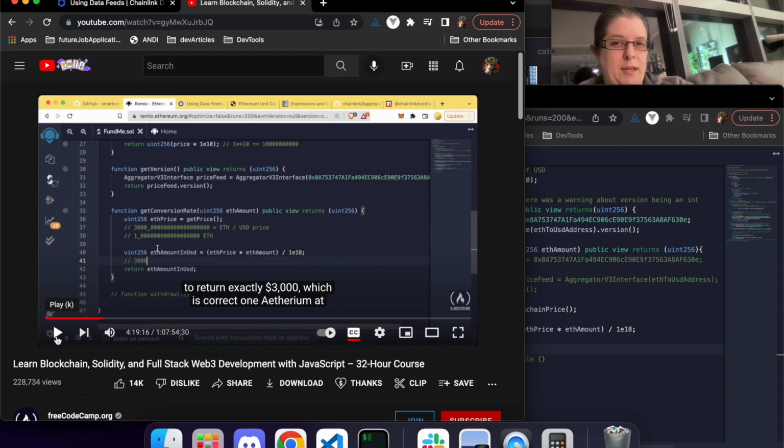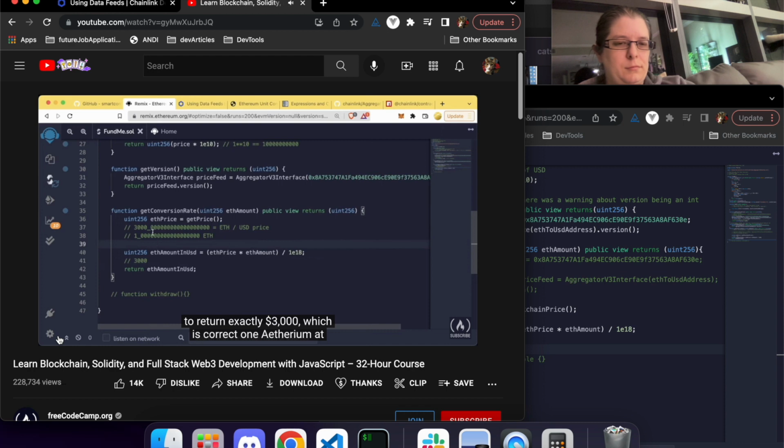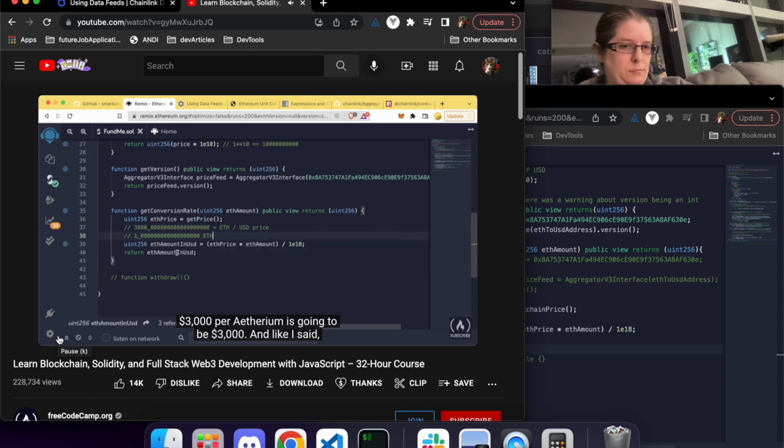This is why we keep everything huge. That is correct: one Ethereum at $3,000 per Ethereum is going to be $3,000. And like I said, since we're building this contract, assuming we're going to be working on this testnet, we're not going to test this function on the testnet because we're going to have to wait for that transaction to go through. If you want to go ahead and deploy this and play around with it yourself, you're more than welcome to.